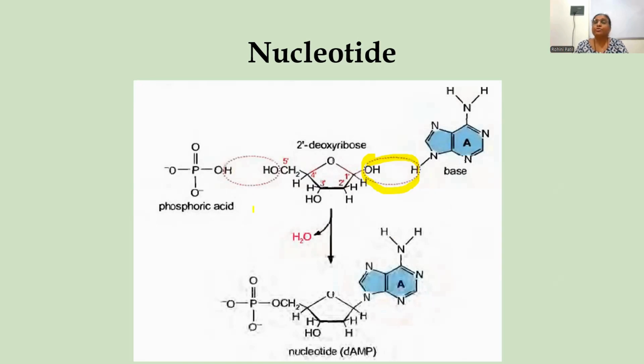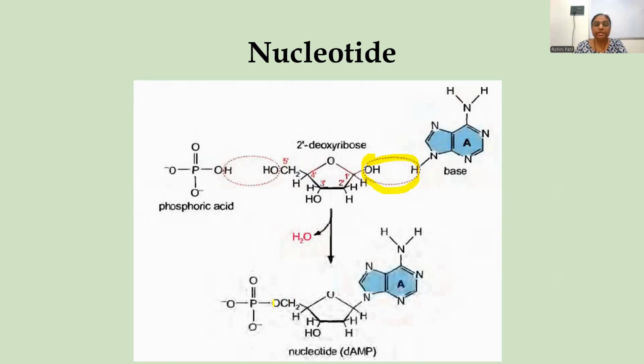Now the next one, the phosphoric acid is going to come. Here the interaction is between the 5 prime position of the deoxyribose and the phosphoric acid. So here also there is what? There is a removal of one water molecule. And now this phosphate group is going to be attached to the deoxyribose, forming the ester bond.